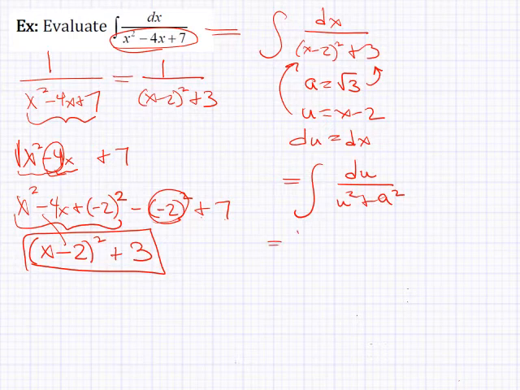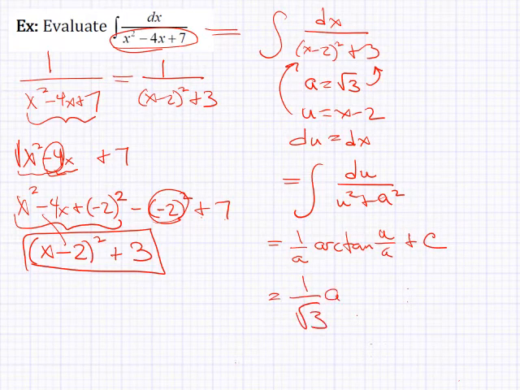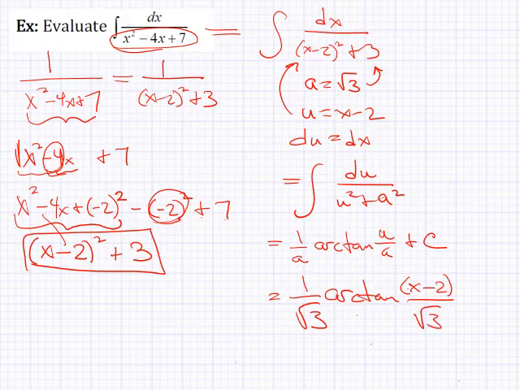So we would get 1 over a arctan u over a plus c. Where remember a was root 3: arctan of x minus 2 over root 3 plus c. And just like before, you can leave these root 3's in the denominator. We're not going to rationalize those. But you see, by completing the square, we can then switch this into something that can be integrated. Doesn't always work, but this is one little trick to look at.